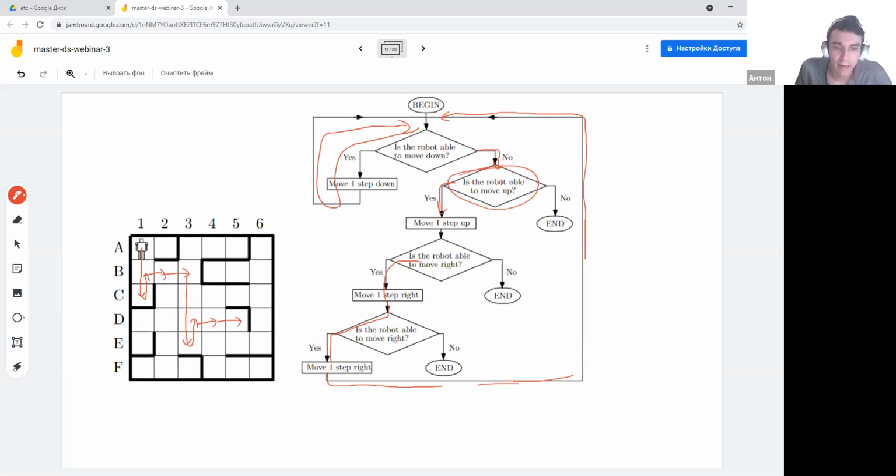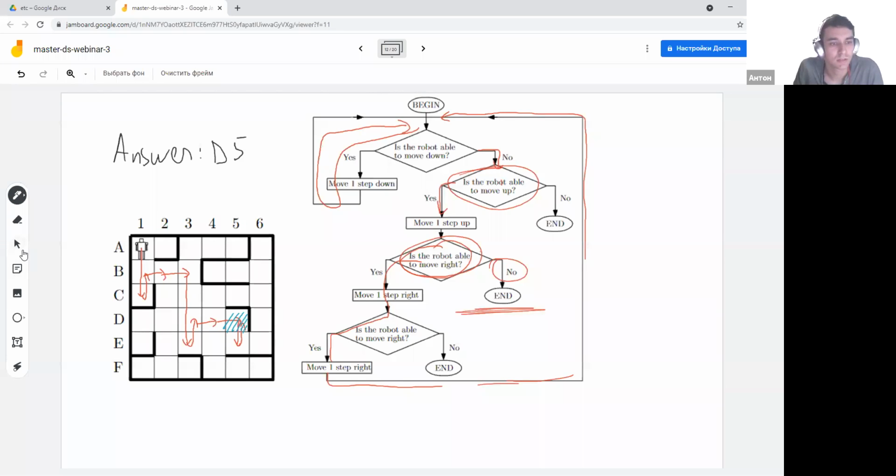At the beginning, we again go down while possible, then go up, and then here we ask if we're able to move right, and we see that we cannot, so we stop the execution. And this is the cell where we are stuck. So this is D5, and our answer, maybe it is not visible here. I'll write the answer higher. Our answer is D5.